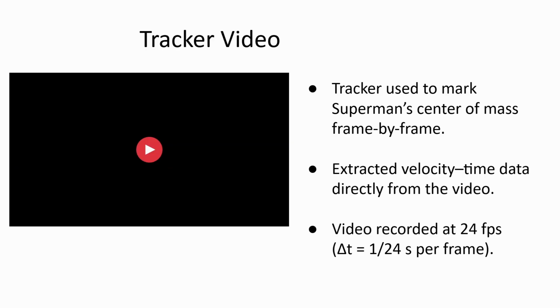From the tracker program I used to mark Superman's center of mass as well as every frame of the punch, the video was recorded at 24 frames per second, so each frame corresponds to a time step of 1 over 24 of a second. This gave me the accurate position and velocity data to work with.